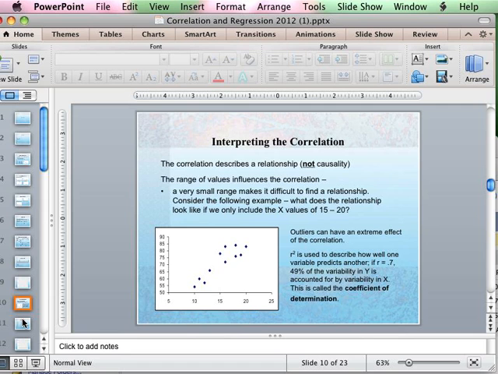Some people call it the coefficient of determination. I don't care much for that term, but hey. If you ever hear coefficient of determination, that's what it stands for. That's your r squared, but it won't be on a test in this class.